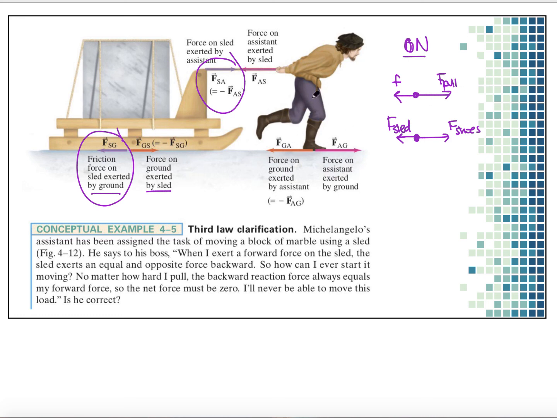Then, if we look at the assistant, let's take a look at these two forces. These are the forces that are acting on the assistant. And in this case, they are not going to be equal because they are not action and reaction pairs. So the biggest trick here is to make sure that even though Newton's third law tells us that every force has an equal and opposite reaction, that reaction force is acting on something else. And therefore, it doesn't cause us to cancel out in most cases.